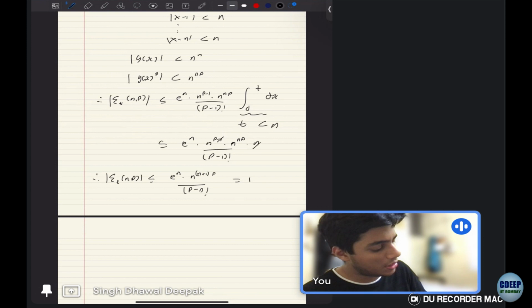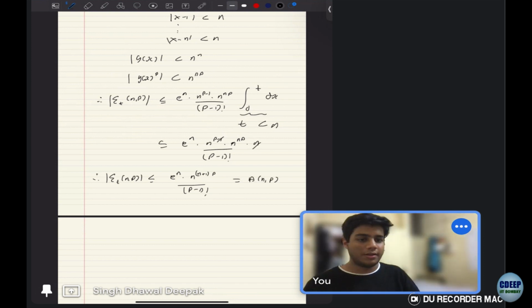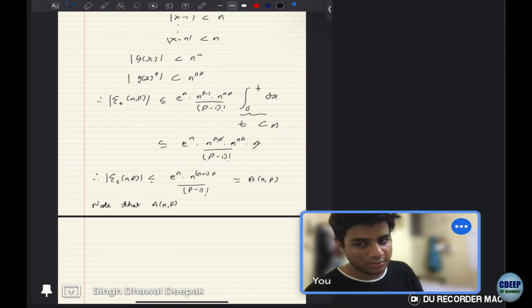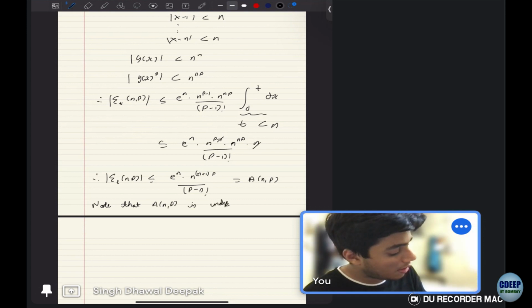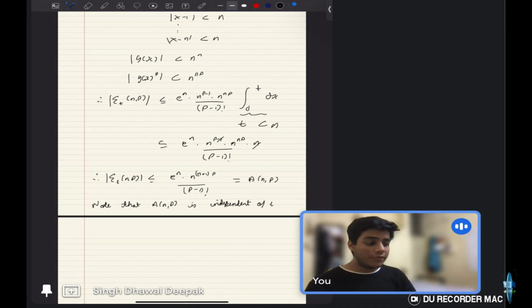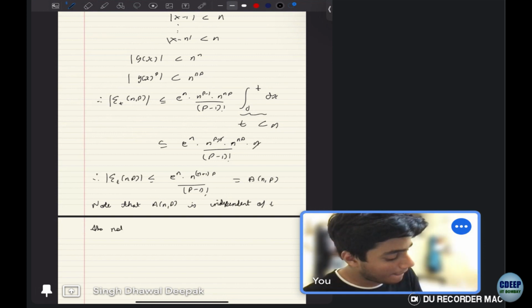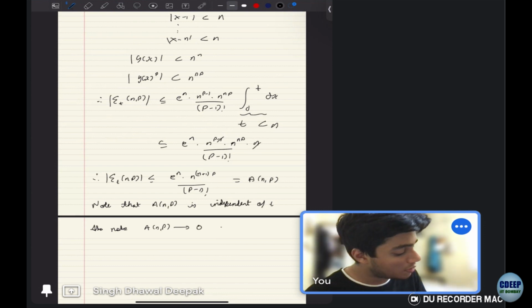And now let us just call this a(np), right? Now note that a(np) is independent of t. Now what that means is that for any value of t, this is always an upper bound, right? Now also note that a(np) tends to 0 as p tends to infinity.